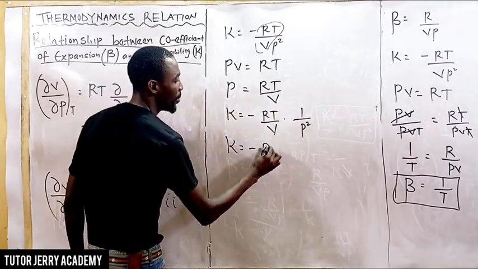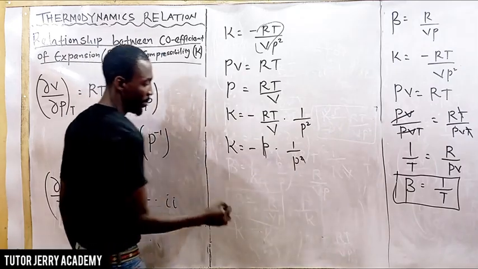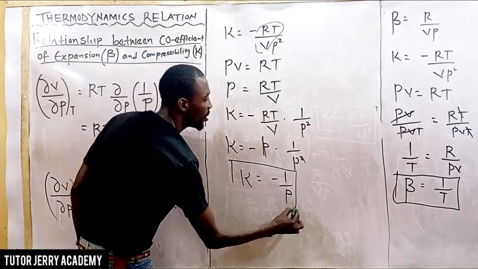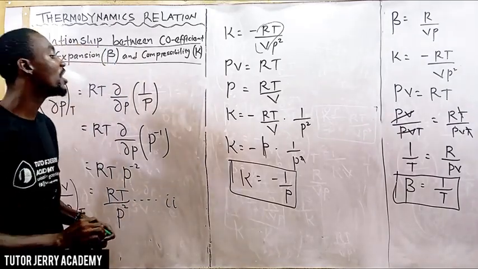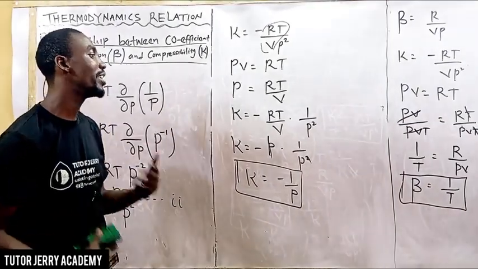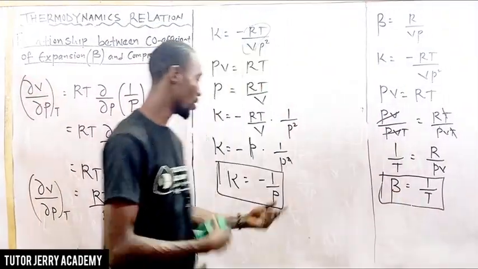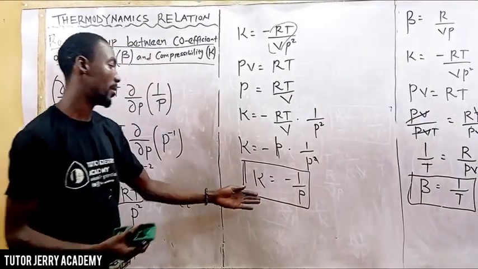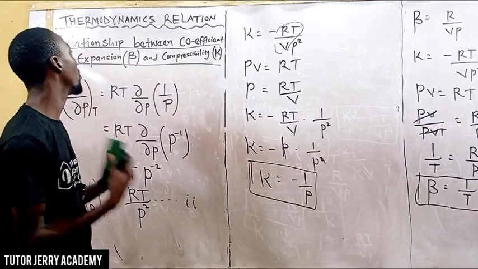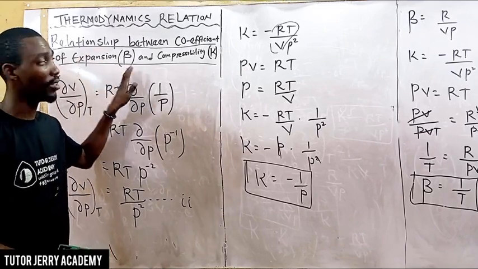So now K will be equal to, RT over V is P, so we are going to have minus P multiplied by 1 all over P squared. Then this P cancels out one P here, then K will be equal to minus 1 over P. So this is another relationship between compressibility and pressure. If you are asked to show the relationship between cubic expansion and temperature, this is it here. They also have to show the relationship between compressibility and pressure. This is it here. And we've also established a relationship between coefficient of expansion and compressibility.